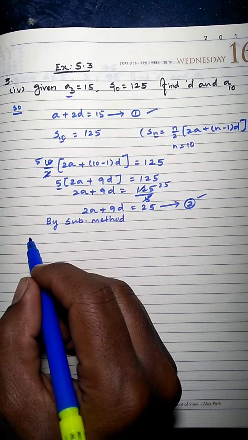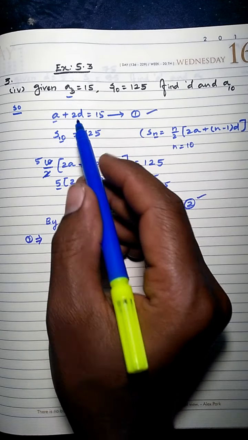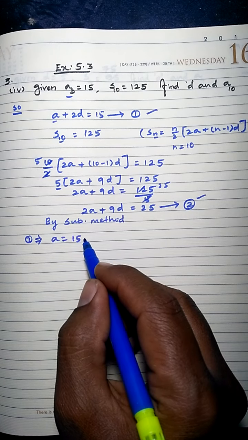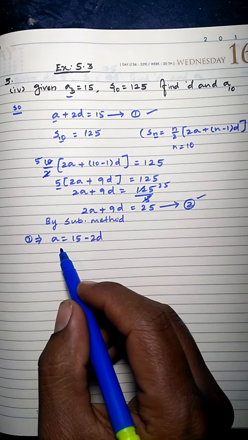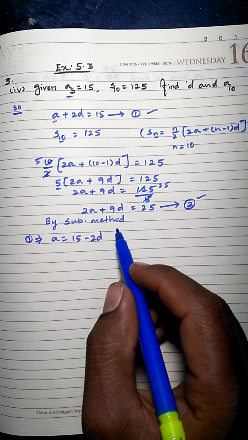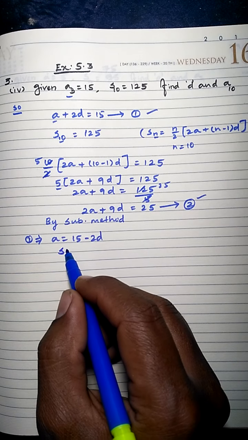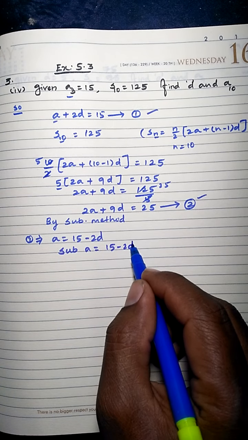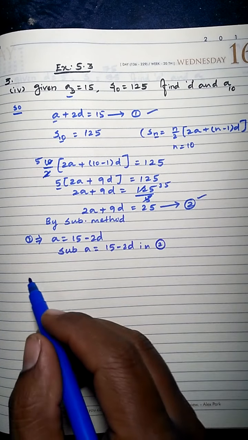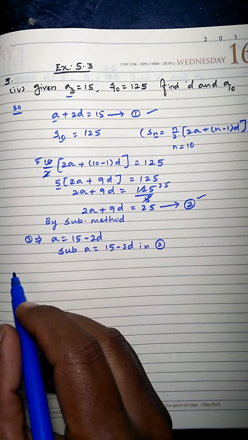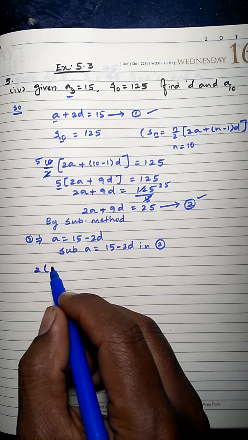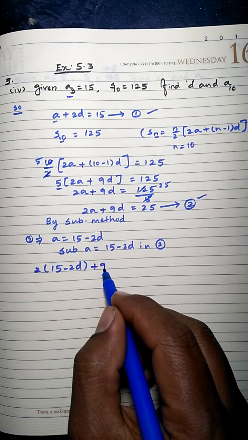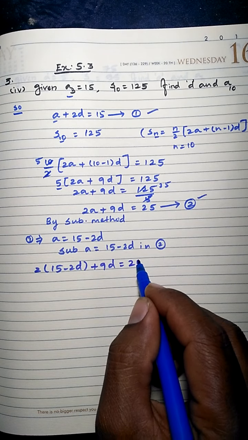So from equation 1 I'm going to find out the value of a. If you want the a value, take plus 2d opposite. Okay, so you got the a value here. This you can substitute in equation number 2. So substitute a value 15 minus 2d in equation number 2. So in equation number 2, you have 2 into (15 minus 2d) plus 9d equal to 25.